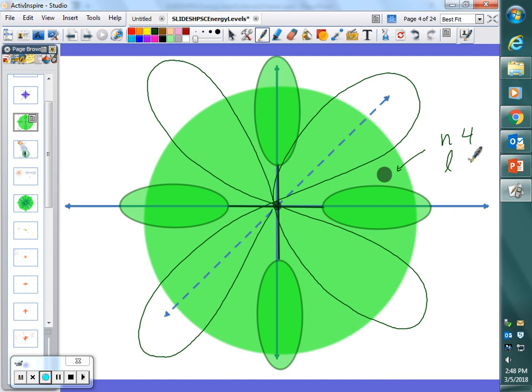0. And if L is equal to 0, what has to be true? M has to be equal to 0. What's S for this electron? Positive 1/2. Perfectly fine. Okay. Good with that so far?